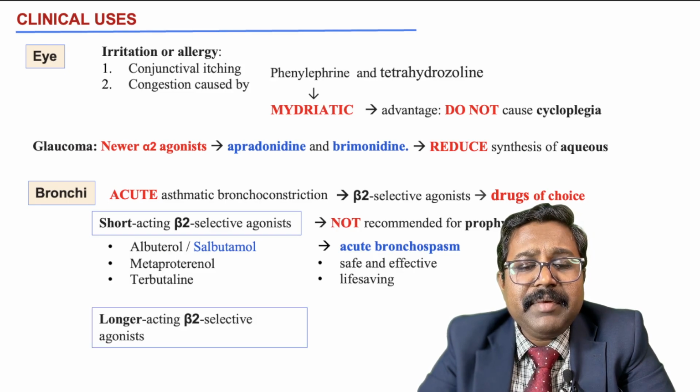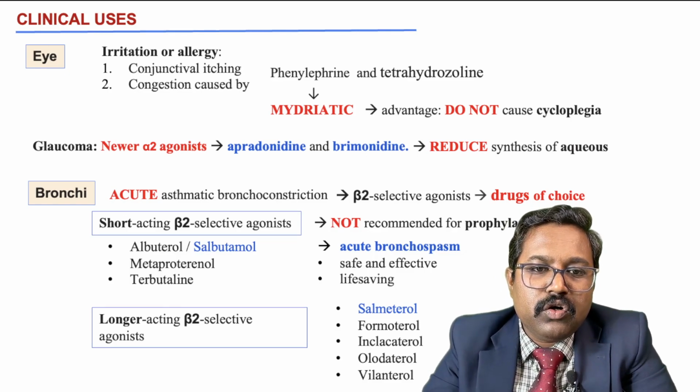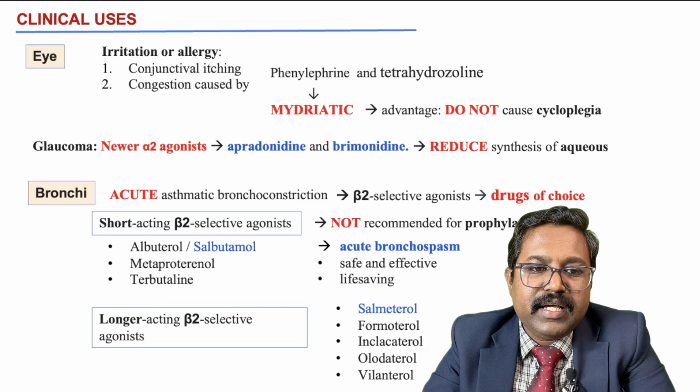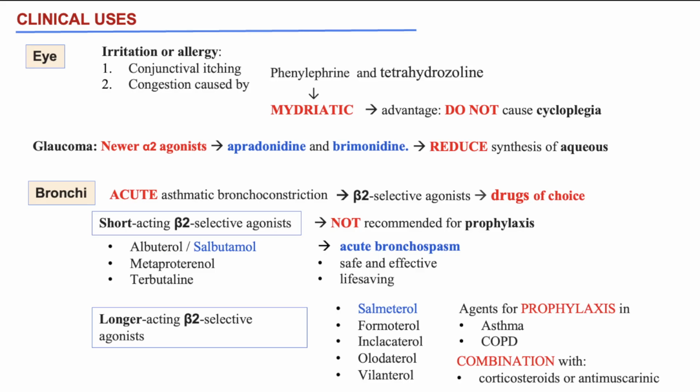And coming to the longer acting beta 2 selective agonists like salmeterol and formoterol, we have olodaterol, vilanterol, etc. You should remember that these are the agents for prophylaxis in case of asthma and COPD, and the combination is used whenever there is a long term history of bronchial asthma and COPD. Along with long acting beta 2 selective agonists, you need to go with corticosteroids and antimuscarinic drugs like ipratropium bromide, which can be used in the form of inhalation.